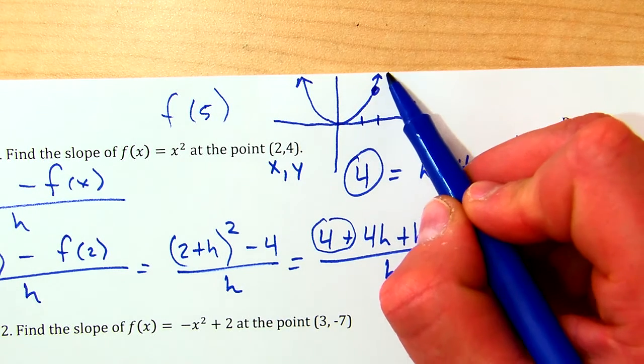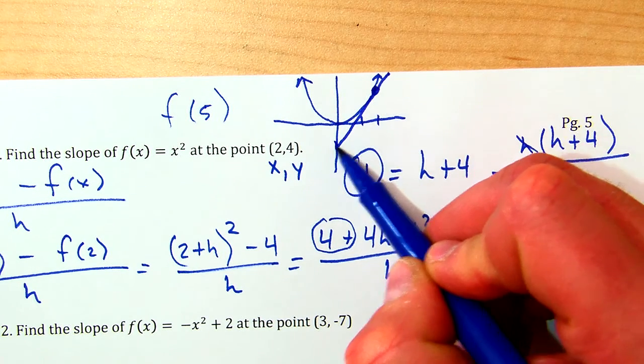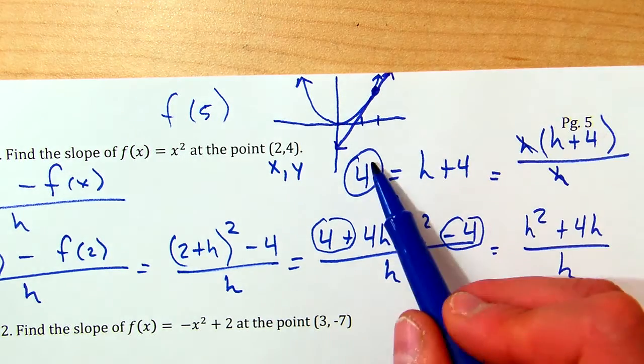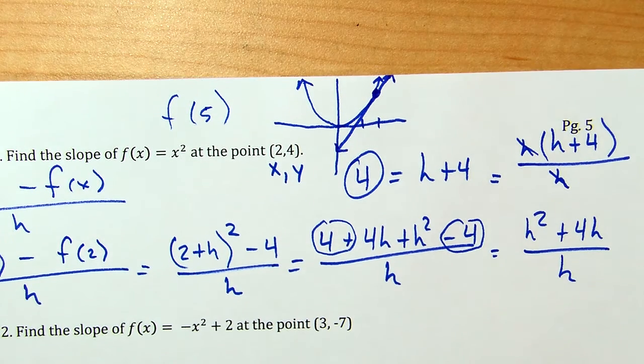So what we're saying is that if you go to the point (2, 4) and find the slope at that point, it's going to be 4.